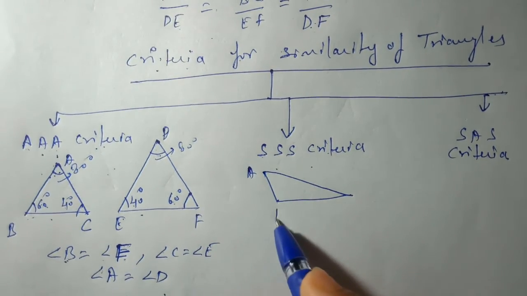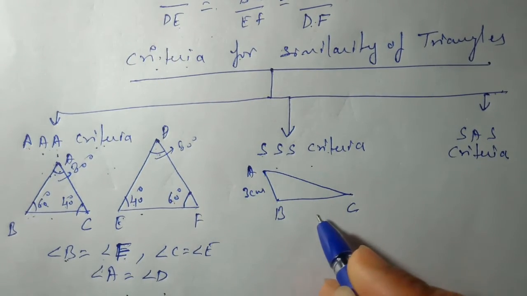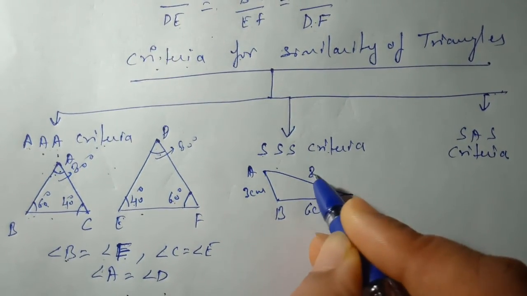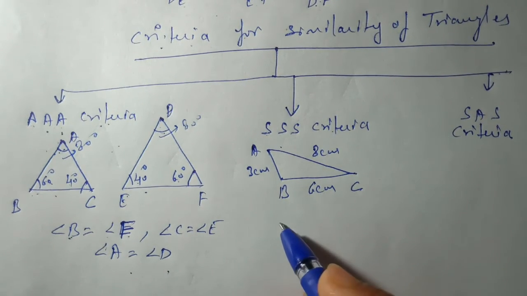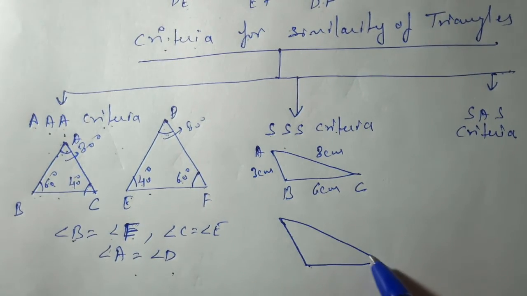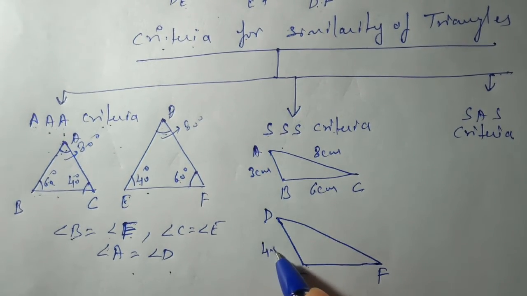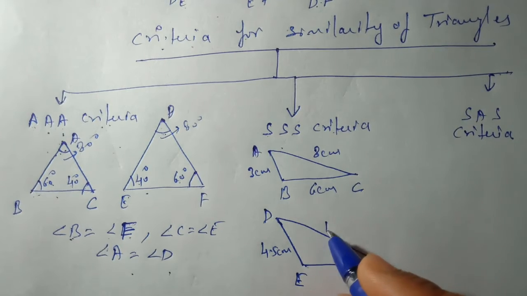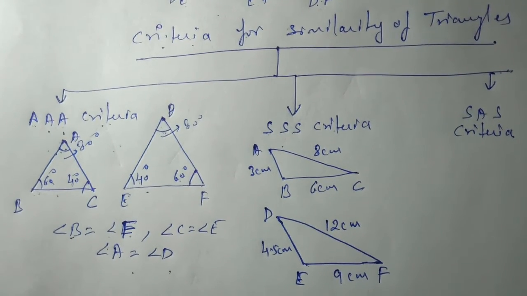Let me name the first as A, B, C. Let this side be 3 centimeters, this be 6 centimeters, and this be 8 centimeters. And another figure, let this be D, E, F. This is 4.5 centimeters, this is 12 centimeters, and this is 9 centimeters.